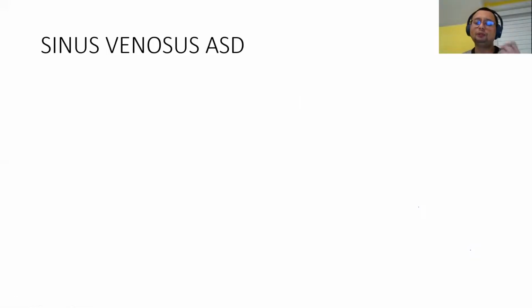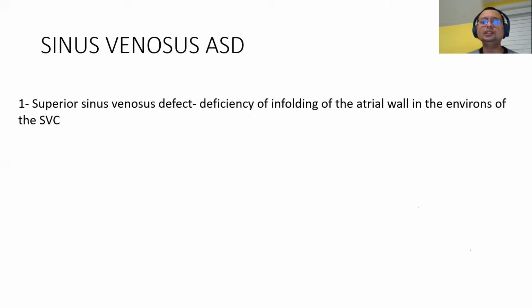So we have talked about primum ASD. We have talked about secundum ASD. Now we go through the most complicated one for me, which is a sinus venosus ASD. Now, sinus venosus ASD is not a true atrial septal defect. It is a deficiency of infolding of the atrial wall in the environs of the SVC. So SVC and left atrium actually share a wall. So if this wall is deficient, then you have a connection between the left atrium and right atrium through that deficient wall.